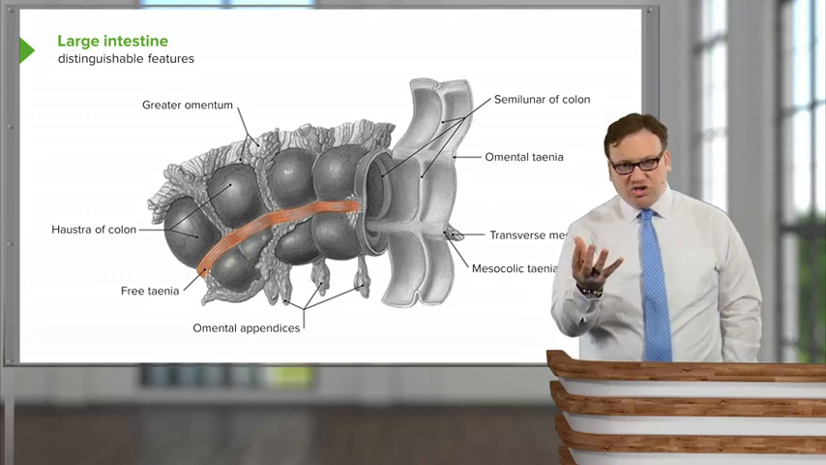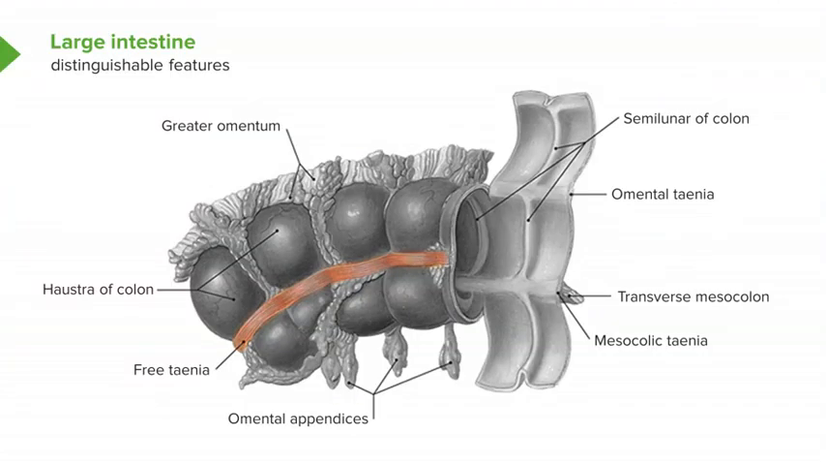Now, because these contract, they create these pouches or haustra. And as these muscles contract, they help to shuffle the indigestible material, the feces, along the large intestine. And the constriction of these tenia coli, these 3 bands of longitudinal muscle, create these pouches, which we know as haustra. We have 3 different types of tenia coli, which we'll explore in the next slide.